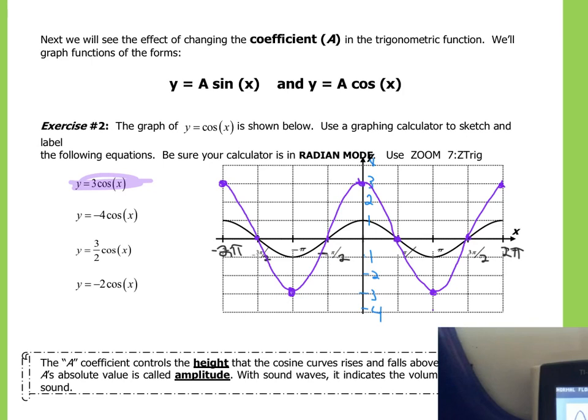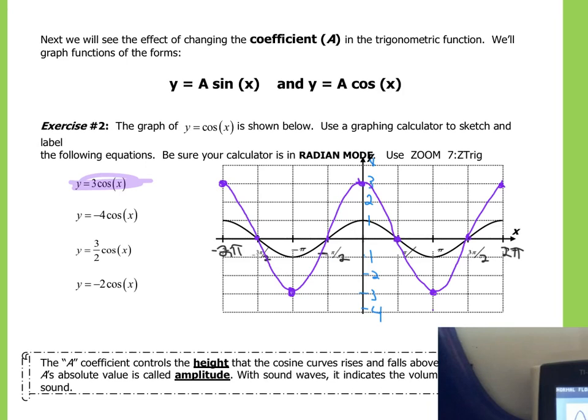So what I'm hoping you notice here is that it is still a cosine curve. It still is crossing the x-axis at the same spot. The difference is how tall it is, right? It's going up to 3 and down to -3. So that is basically the effect that 3 is having on the graph.